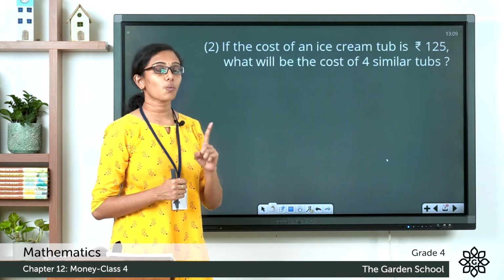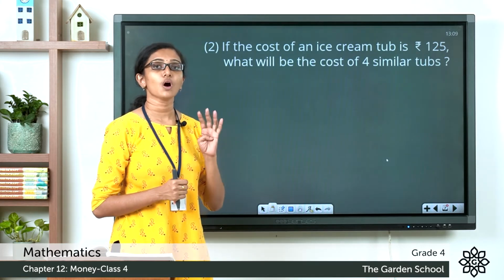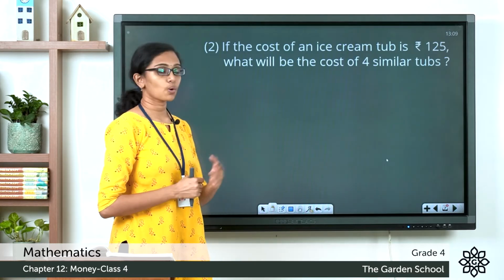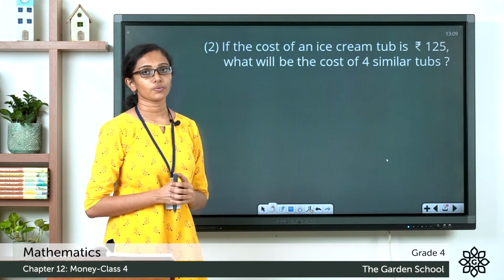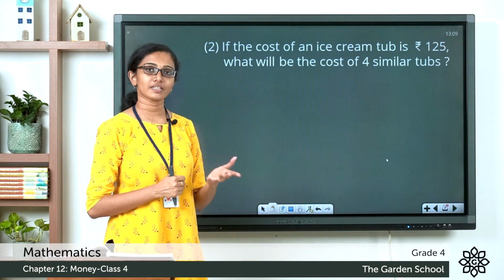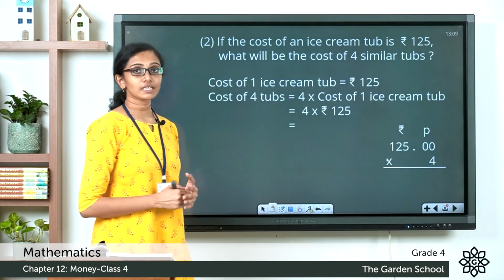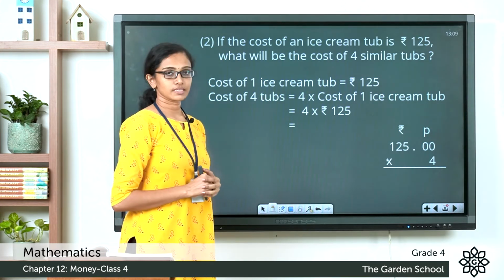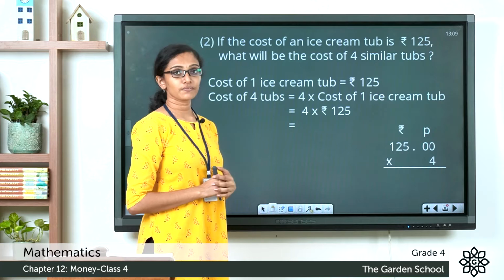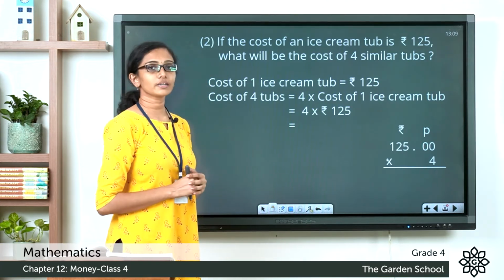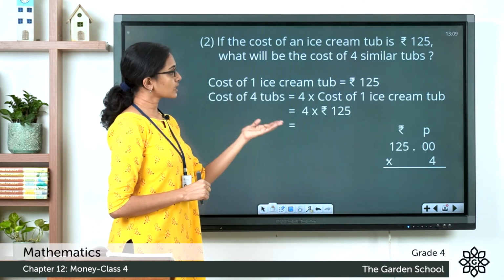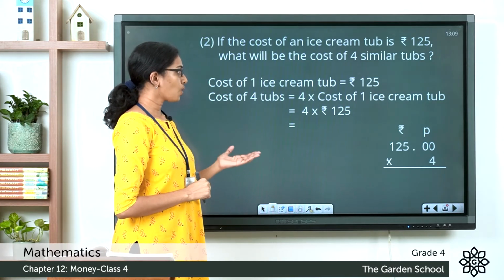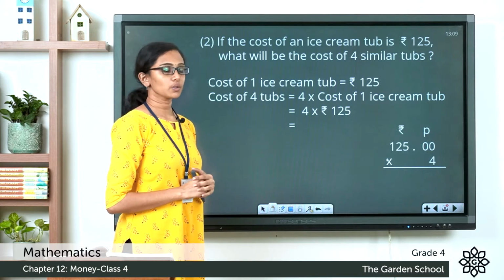So, we have the cost of one tub. We have to find out the cost of 4 tubs. What can we do here? Just multiply the cost of one tub with 4 and we'll get the final amount. So, let's see the steps. From the data given in the question, let's write the steps as cost of one ice cream tub is equal to 125 rupee. Then cost of 4 tubs is equal to 4 into cost of one ice cream tub, and that is equal to 4 into 125 rupee.